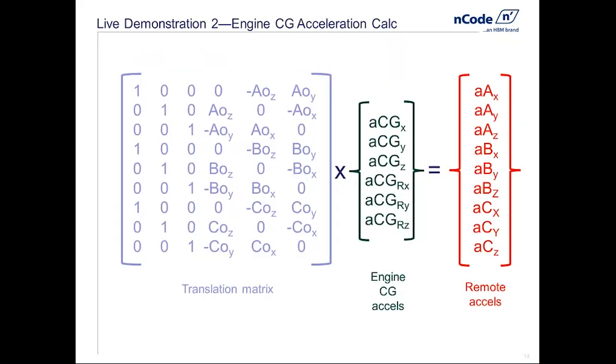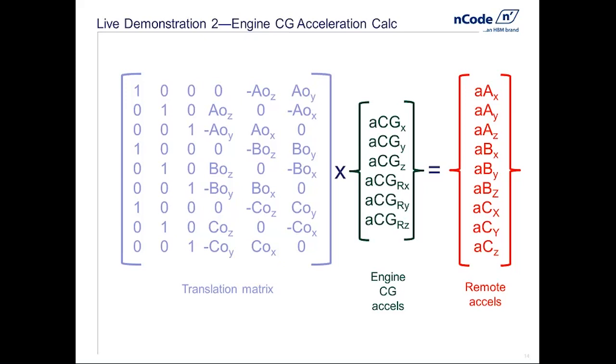Doing so looks a little something like the following, where these values A0, B0, and C0 are the distances from the corresponding accelerometers to the engine center of gravity. The remote accelerations on the right are the accelerations that I can actually measure. So this is going to be the measured time history from those accelerometers I showed on the actual engine. And the engine CG values, that green matrix in the middle, are the values that I'm looking for.